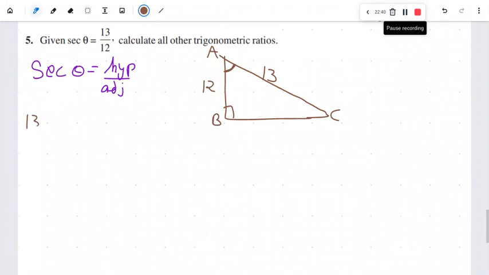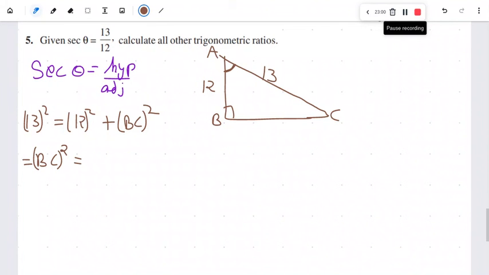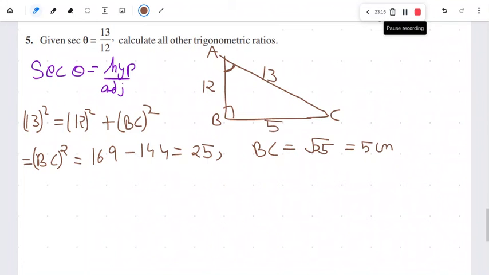13 square equals 12 square plus BC square. Now BC square will be 13 square minus 12 square. So 13 square is 169 minus 12 square 144, that is nothing but 25. So BC will be equal to root 25, that is 5 centimeter. So this is 5. All three sides are there.